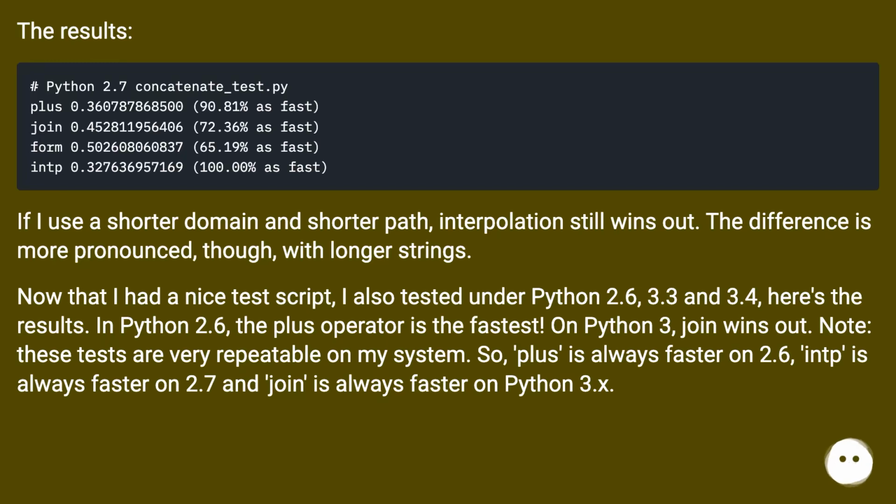Now that I had a nice test script, I also tested under Python 2.6, 3.3 and 3.4, here are the results. In Python 2.6, the plus operator is the fastest. On Python 3, join wins out. Note, these tests are very repeatable on my system. So, plus is always faster on 2.6, interpolation is always faster on 2.7 and join is always faster on Python 3.x.